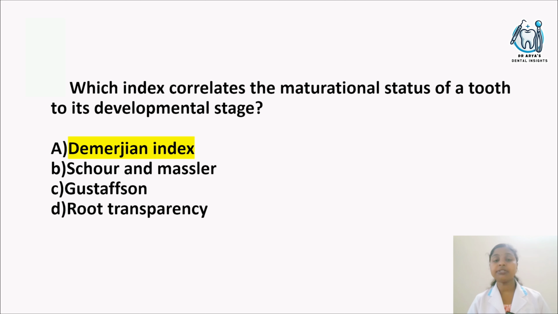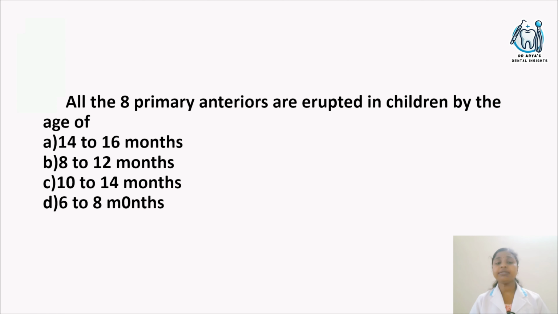So the answer for this question, which index correlates the maturational status of a tooth to its developmental stage, is Demerjian index. Next: all the 8 primary anteriors are erupted in children by the age of, is it 14 to 16 months, 8 to 12 months, 10 to 14, or 6 to 8 months?